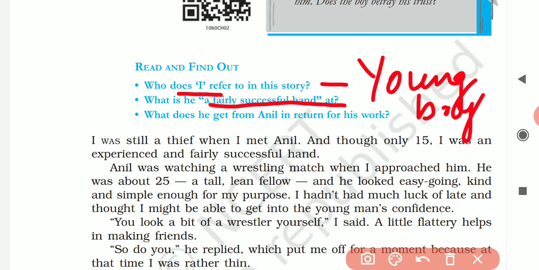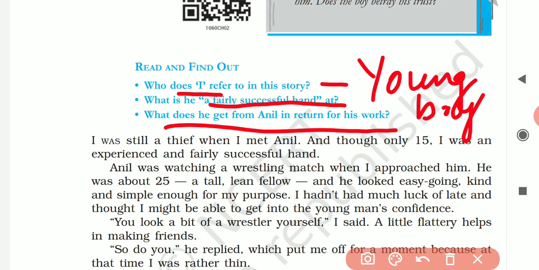What does he get from Anil in return for his work? For the work that he did for Anil, was he paid fairly? Was he given a salary? Or was he helped by Anil in some other way? Or was Anil taking care of him in return for his help? So these are the points to be discussed here. Now let us move in.